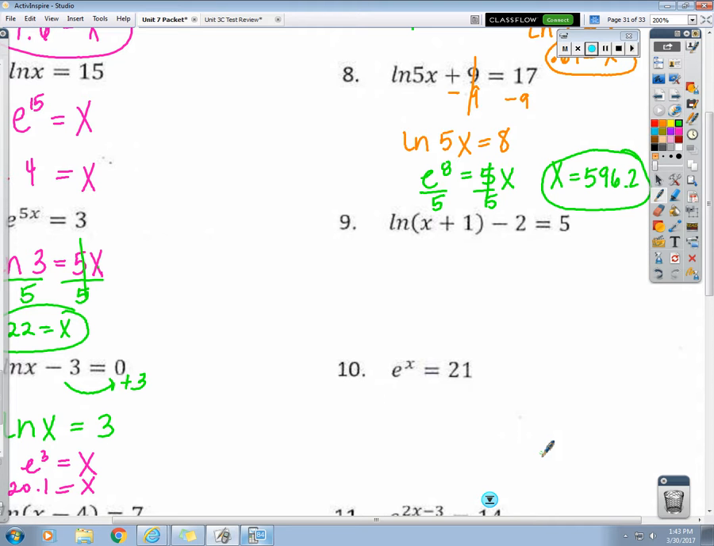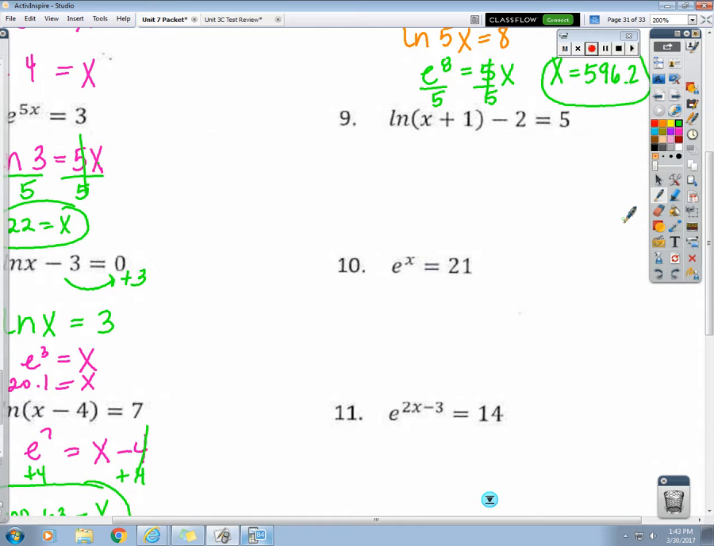Okay, number 9. What can I do first? Add 2. So now I have ln x plus 1 equals 3. Now can I subtract 1? Oh, wait. Not 3. No, it's 7. Yes, 7. Now can I subtract 1? No, why not? Right, so what do I do?